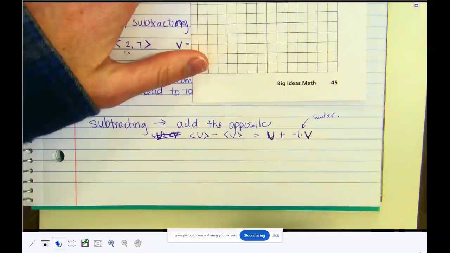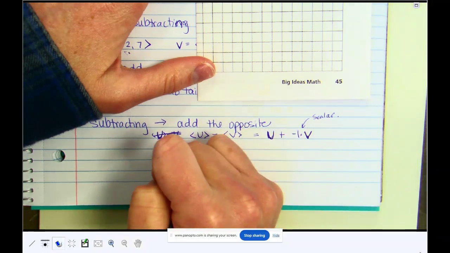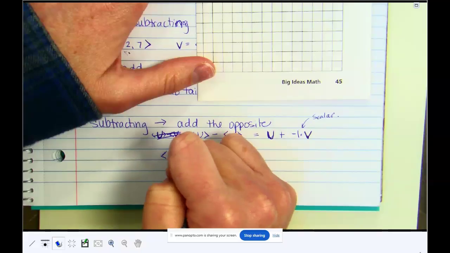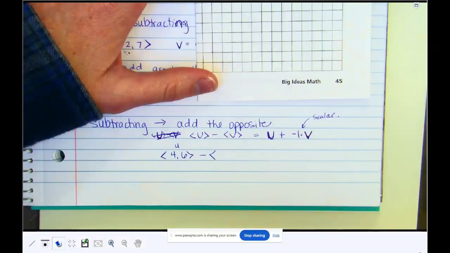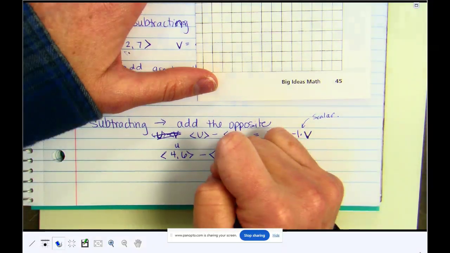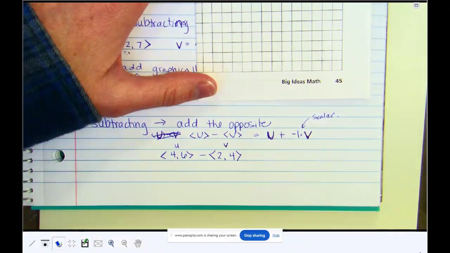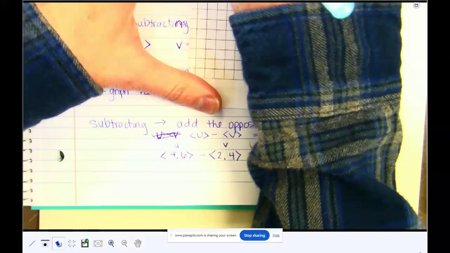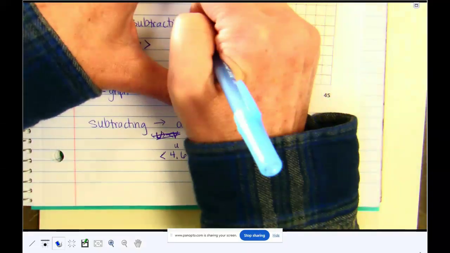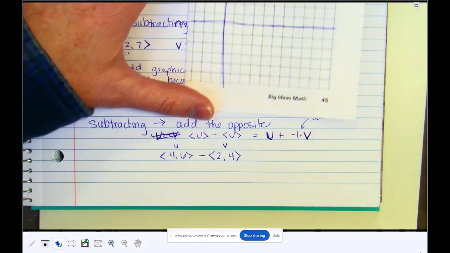So let's say we're going to do vector 4, 6 minus, this is U, and we're going to minus 2, 4, vector V. Okay, so when you graph these, it's so different. We'll see if I can. Okay, so 4, 6.